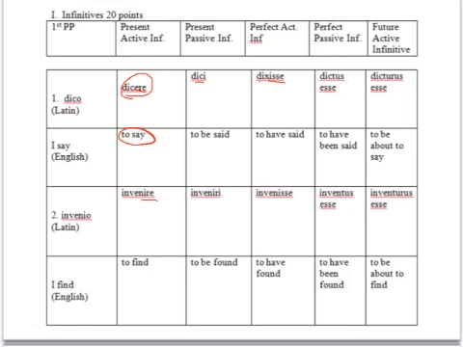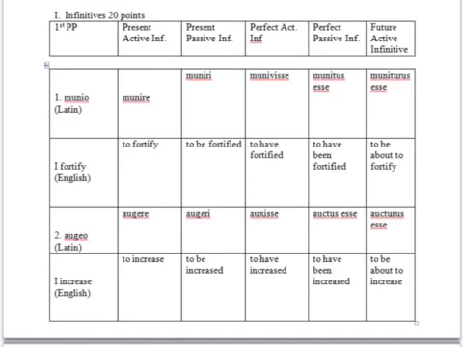Remember, you only drop one letter for the first, second, and fourth, so it's invenire, to be found. Perfect active infinitive follows the same pattern for all of them. It's the third principal part plus isse, to have found. And here you have the fourth principal part plus esse, inventus esse, to have been found. And then the future is inventurus esse, to be about to find. It's the future active participle plus esse.